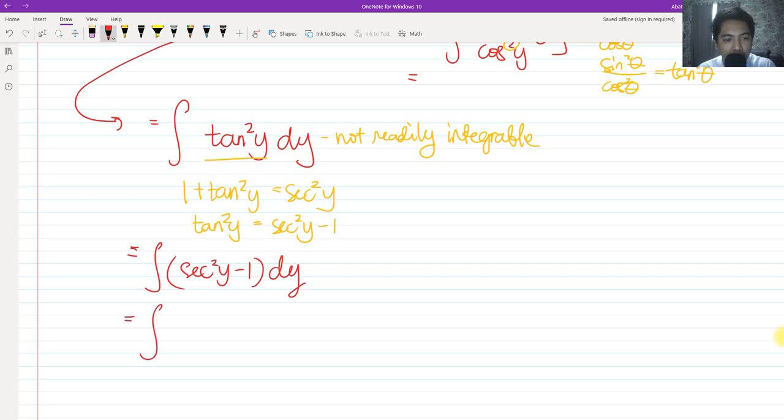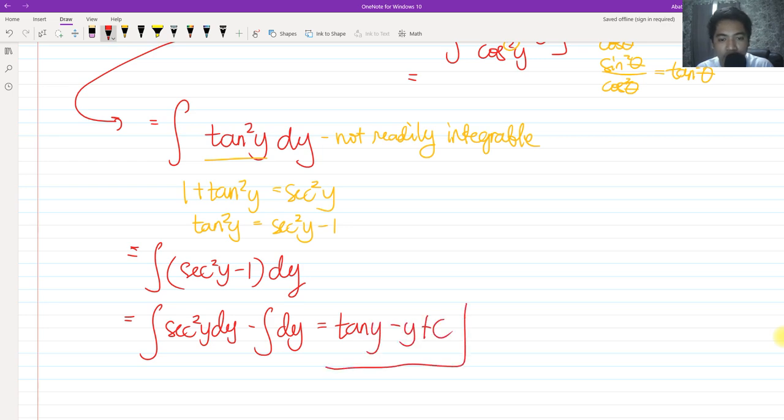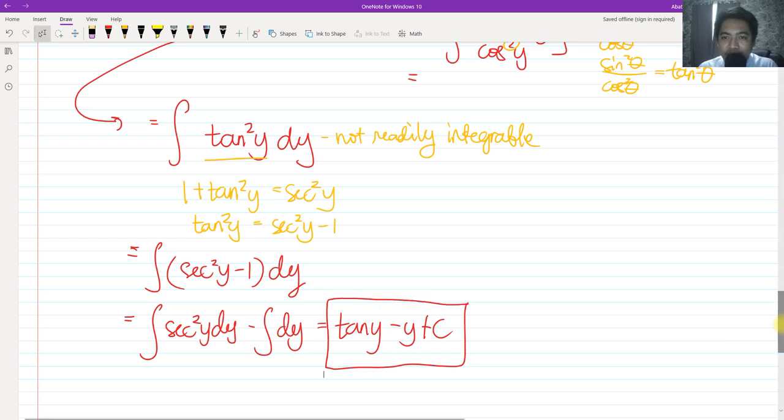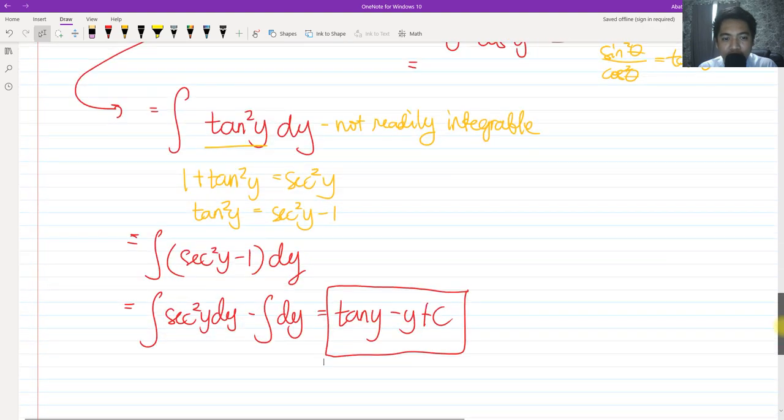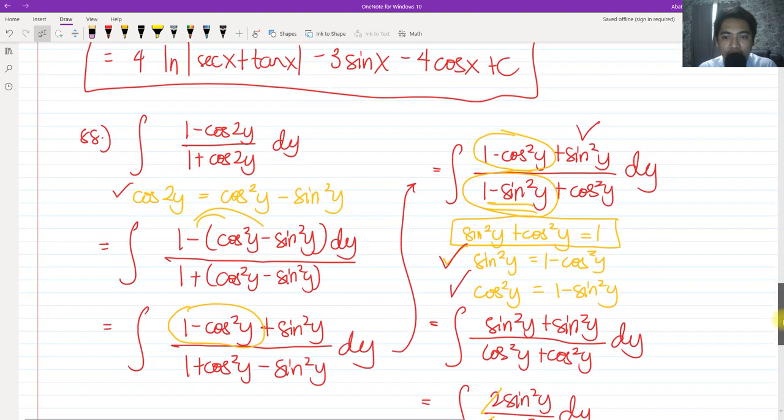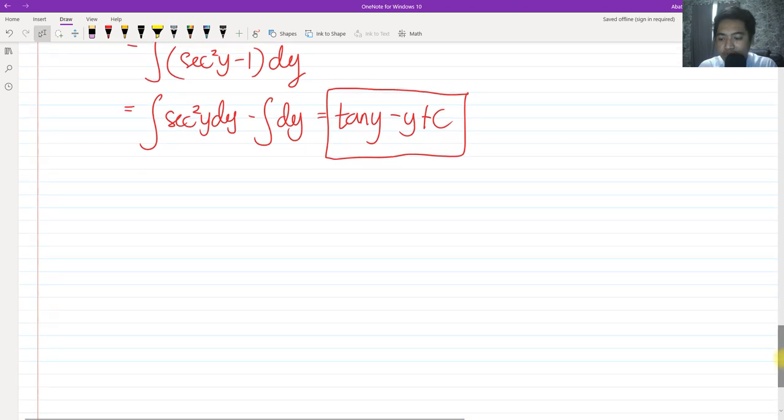Using the properties of the integral, we can separate it. The integral of secant squared y is simply tangent of y. The integral of dy is simply y. And there you have the answer. So basically, we have used many techniques or identities here in order for us to arrive at the correct answer.